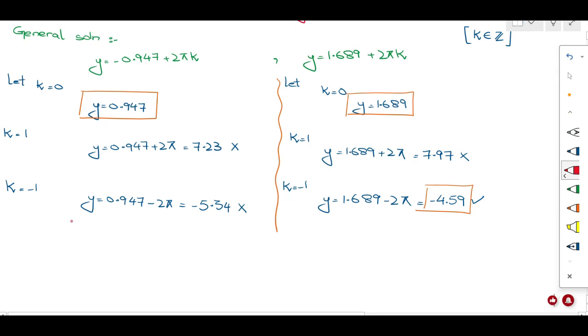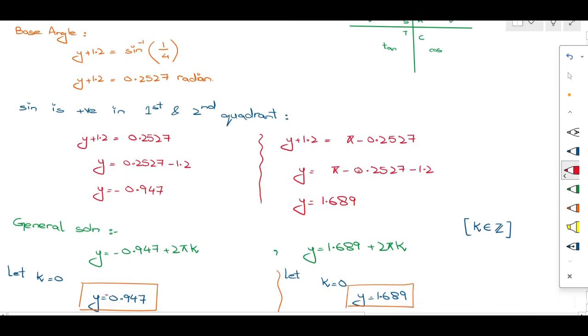Okay, now let me write down the solutions. y equals negative 0.947, negative 4.59, and positive 1.689. So these are the three solutions which are between -5 and +2. So these are the only three solutions.